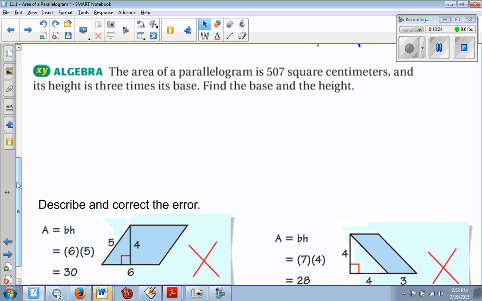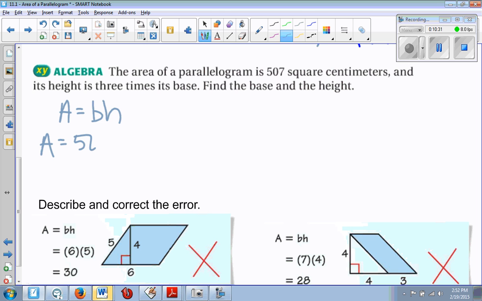So let's talk about the area of a parallelogram. I know that the area is 507. Let's talk about the base and the height. It says that the height is 3 times the base. So if the base is x, the height is 3 times that, which means that the height is 3x. So if I plug everything in my formula, 507 equals base times height, x times 3x.